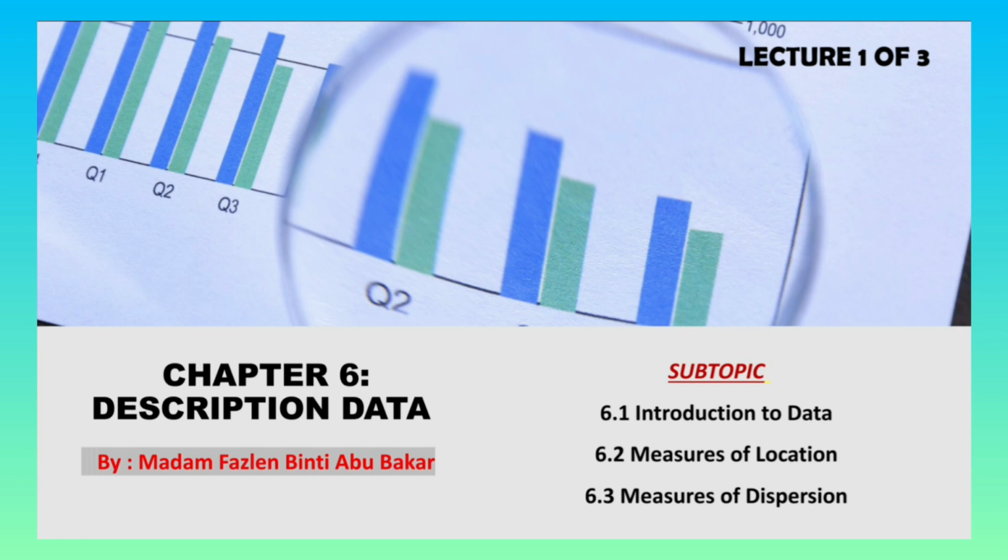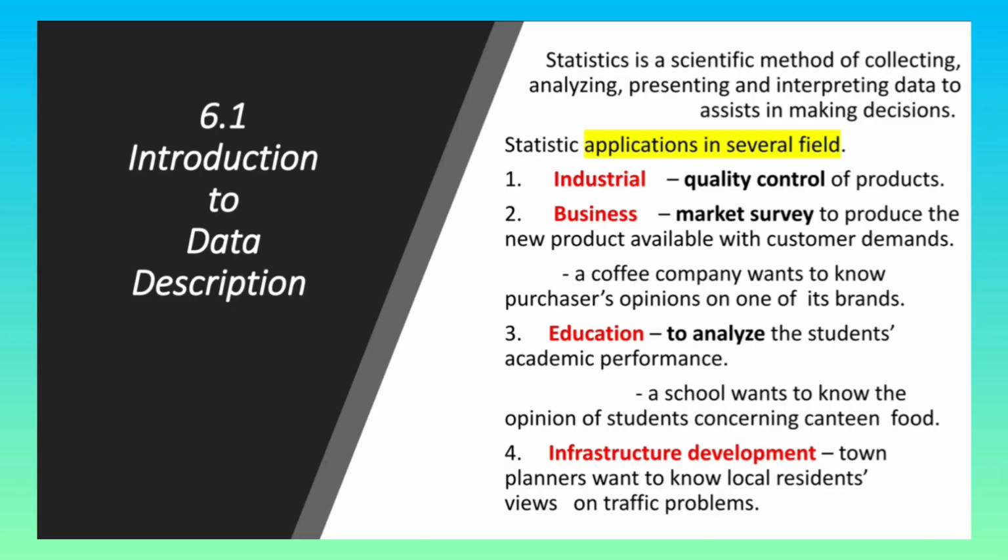In this chapter we have 3 subtopics. The first one is Introduction to Data. The second one is Measures of Location. And the third one, Measures of Dispersion. Okay, let's look at the first subtopic, 6.1, Introduction to Data Description.